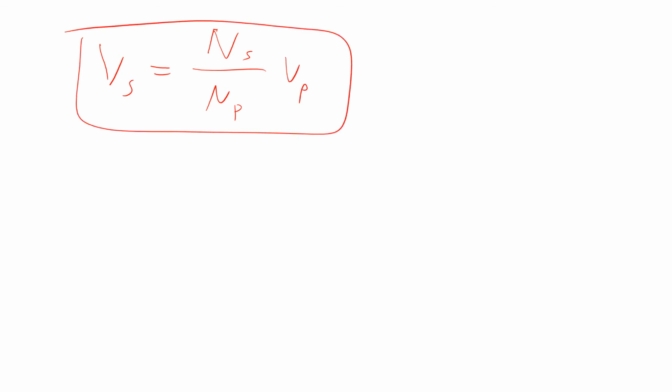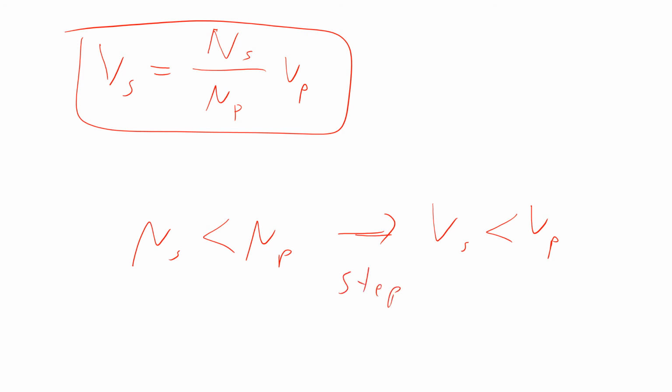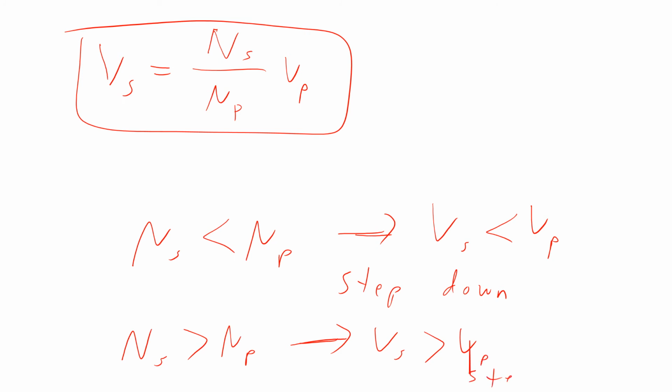If the secondary has fewer turns than the primary, in other words NS is less than NP, that would imply that VS is less than VP. In other words, the secondary has less voltage. This is what we call a step-down transformer. On the other hand, if NS is greater than NP, then VS is greater than VP, and that is a step-up transformer. So what does this mean?